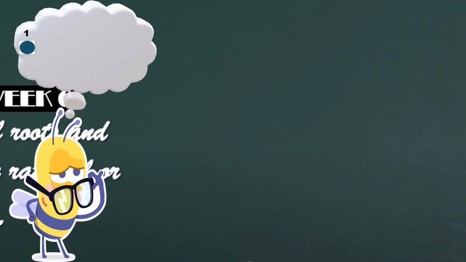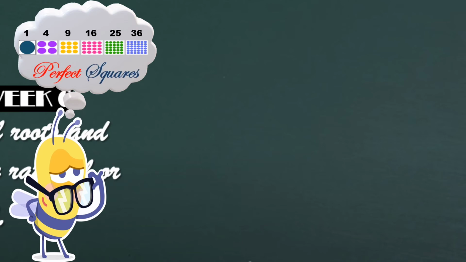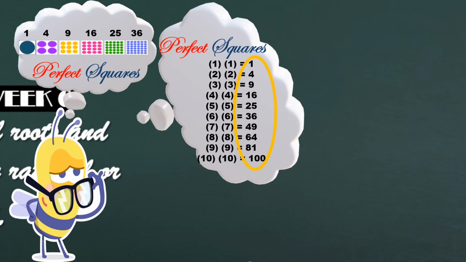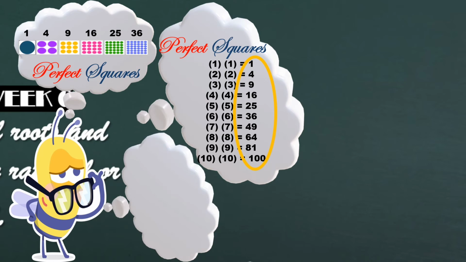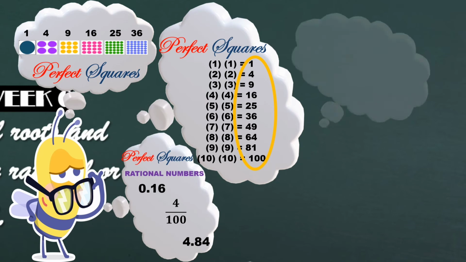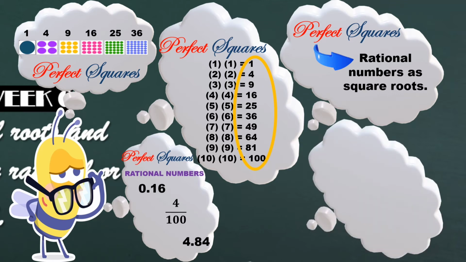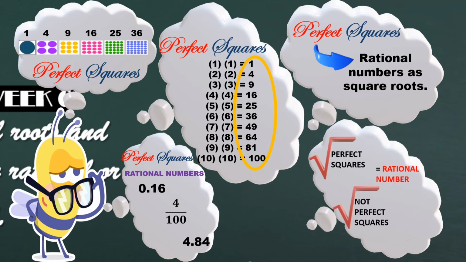Integers such as 1, 4, 9, 16, 25, and 36 are called perfect squares. A perfect square is a product of a number multiplied by itself. Rational numbers such as 0.16, 4 over 100, and 4.84 are also perfect squares. Perfect squares are numbers that have rational numbers as square roots. The square roots of perfect squares are rational numbers, while the square roots of numbers that are not perfect squares are irrational numbers.